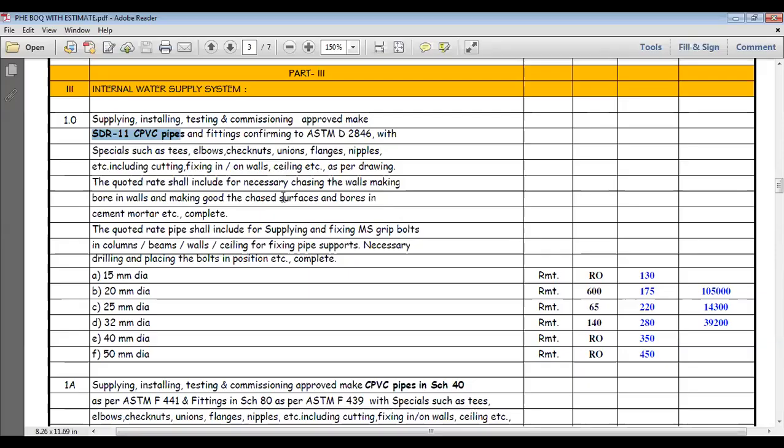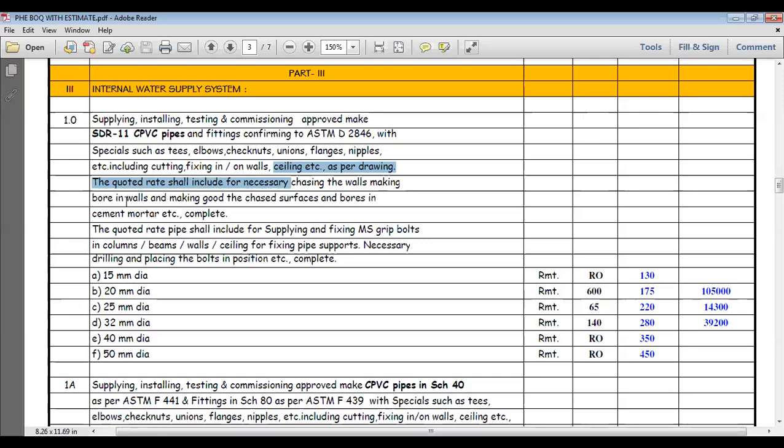So while installing the pipe, they require some wall holes. In the wall, some bore is also required. That bore also the vendor needs to make, the vendor only has to do. After making the bore and installing the pipe, they have to seal the bore. So that only we have mentioned here, bore sealing and wall sealing, etc., as per drawing.